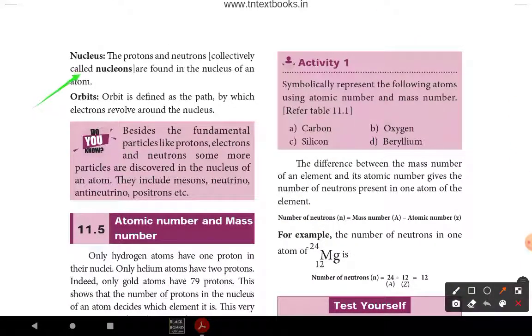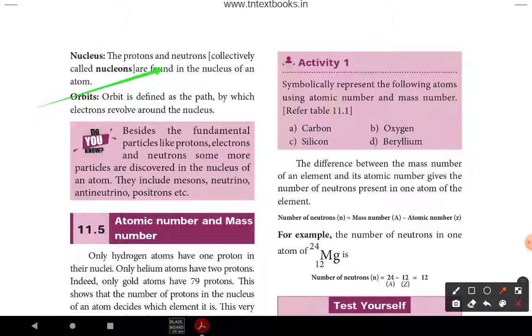The protons and neutrons together are collectively called nucleons. They are found in the nucleus of an atom. So what are found, children? These protons and neutrons, or otherwise called nucleons, are present inside the nucleus, so they are called nucleons. Protons and neutrons are called nucleons.